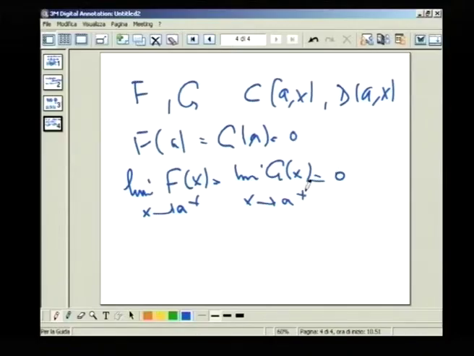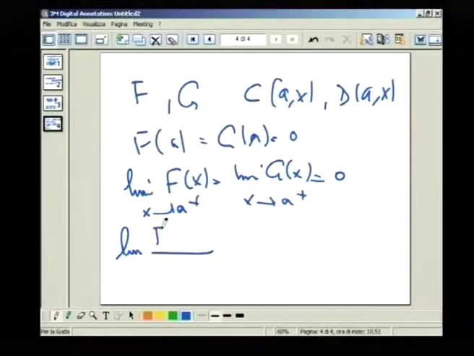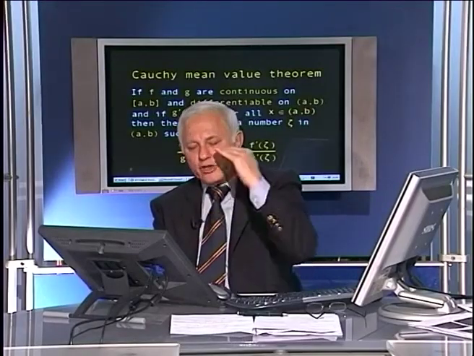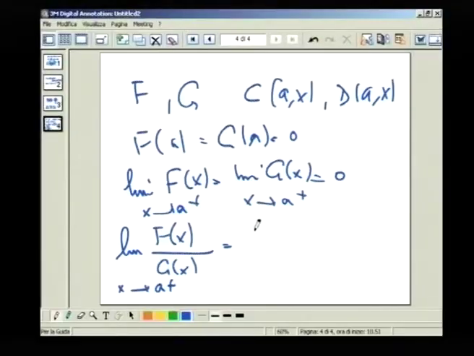Now we apply the Cauchy mean value theorem. So you have here the limit of capital F of x divided by capital G of x when x tends to a plus. Now, since both tend to 0, we arrive at the reason why you apply L'Hopital. You apply L'Hopital when you have the numerator and the denominator both tending to 0 simultaneously. Now, from Cauchy you get what? You get the limit when x tends to a plus of f dash of zeta divided by g dash of zeta.